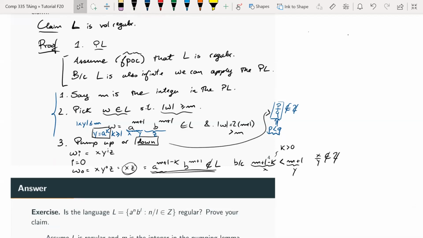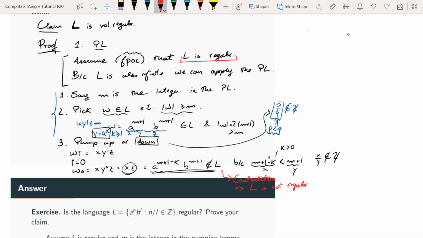It's true that the pumped down string is not in L, but the pumping lemma tells me that for any pumping number, I should always have my resulting pumped string be in L. And so what I have here is a contradiction, which implies that my initial assumption was incorrect, i.e. the assumption that L is regular was incorrect. And so in fact, L is not regular.